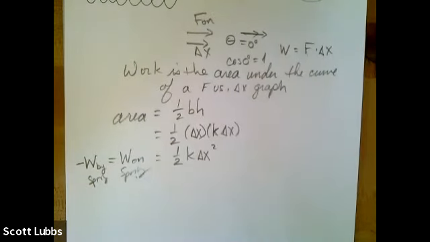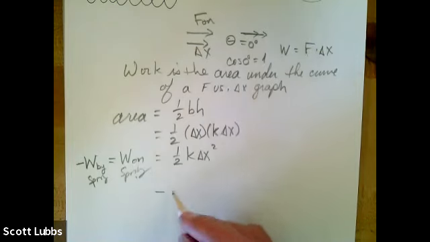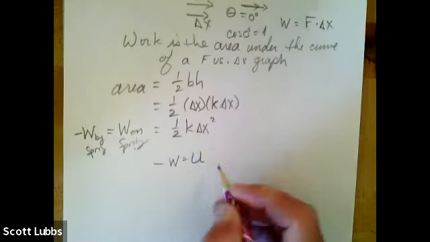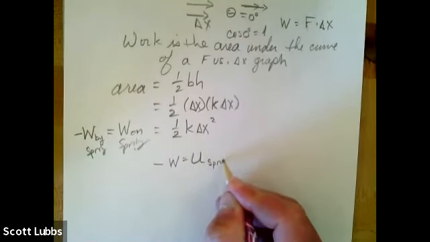Why does that become an issue? Because it acts just like gravity. This is how gravity works. So that negative of the work done by the spring turns into the potential energy in the spring.